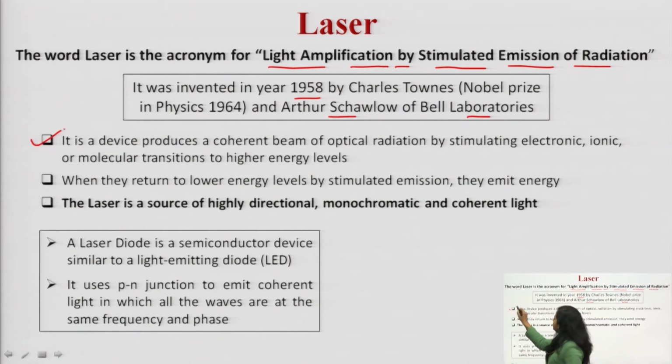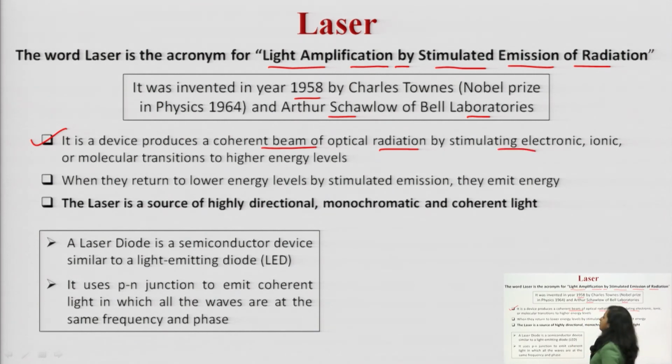So a laser is a device which produces a coherent beam of optical radiation, and this coherent beam is created by stimulated electronic, ionic or molecular transitions, which are made from the lower level to the higher level. And when they return to the lower energy level, then by stimulated emission they emit energy. You have studied the energy band diagram also. It means when the electrons move from a higher energy level to the lower energy level, they release a certain amount of energy as well.